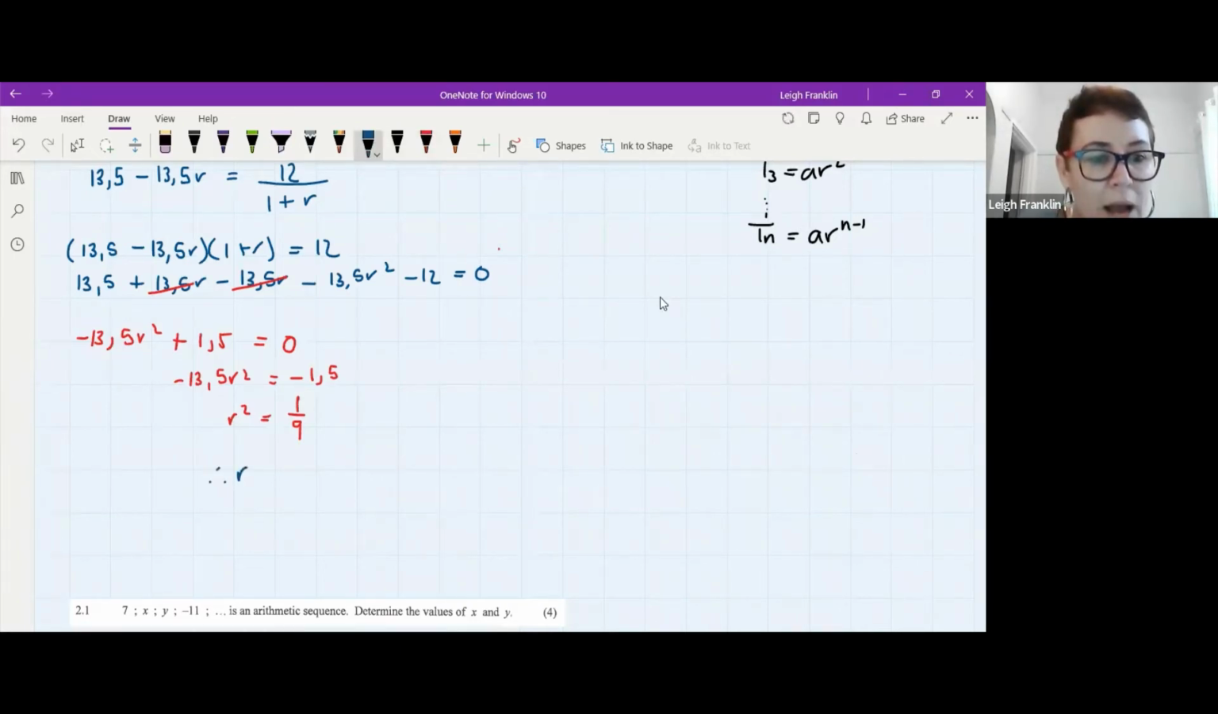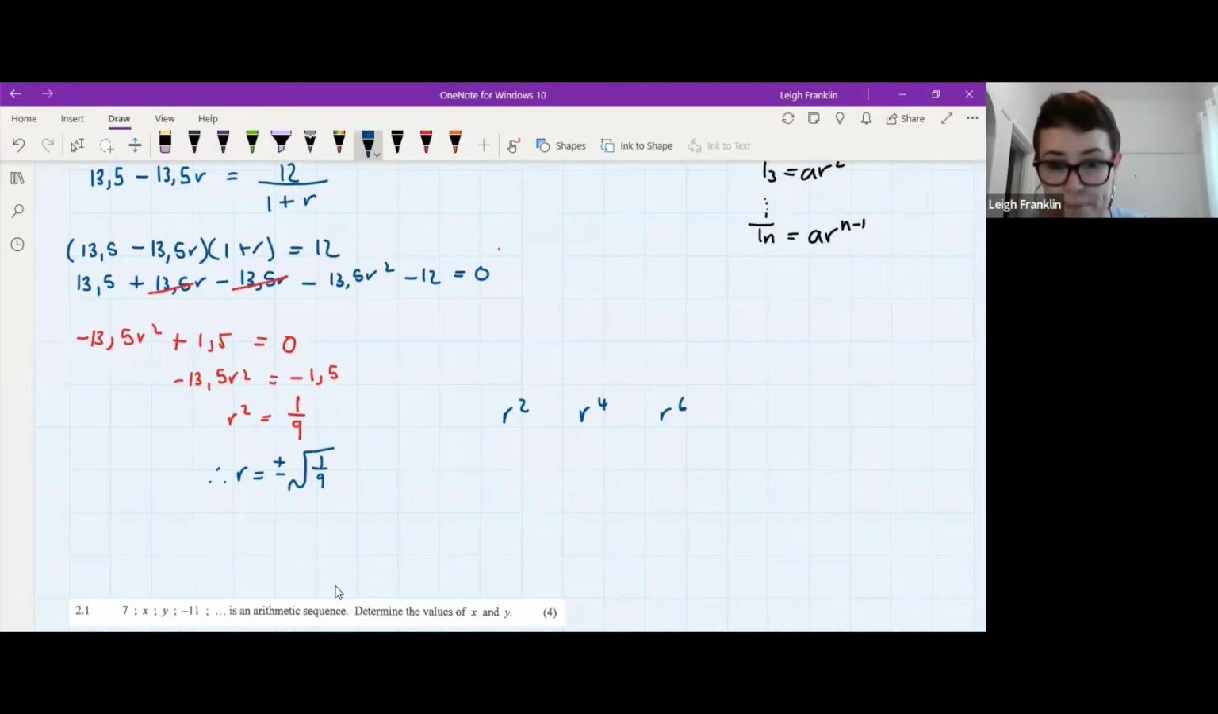In order to work out r, we are going to have to take the square root of 1/9. This is super, super important. Remember, Matrix, when you are solving for any exponent that's even, so r squared or r to the power of 4 or r to the power of 6, remember your answer could be positive or negative, right? Now, in this particular situation, yes, Talia, that's great. Plus or minus 1/3. So r is equal to 1/3 or r is equal to a negative 1/3.